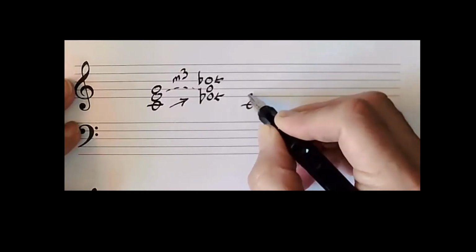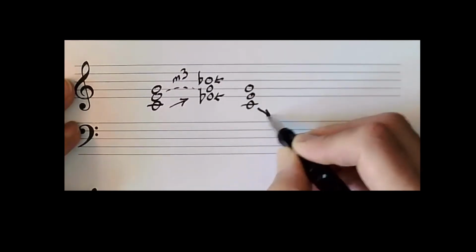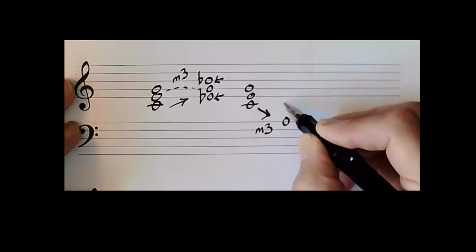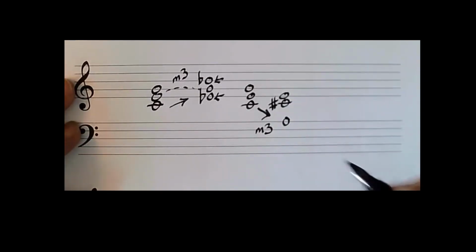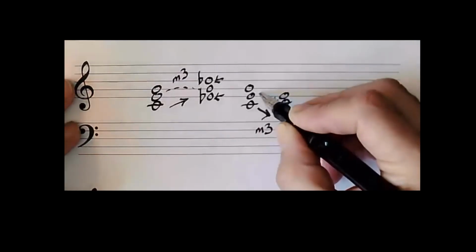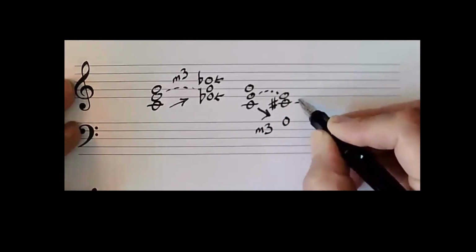Here's another example, the C major triad moving down a minor third to another major triad, the A major triad. Again, we see the common tone, E natural, in both chords, but a chromatic conflict between the C and the C sharp.